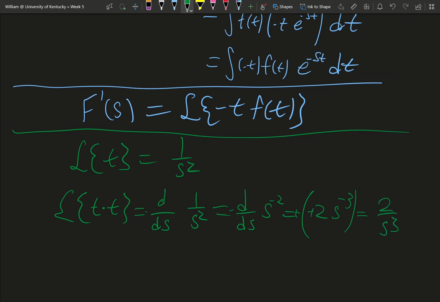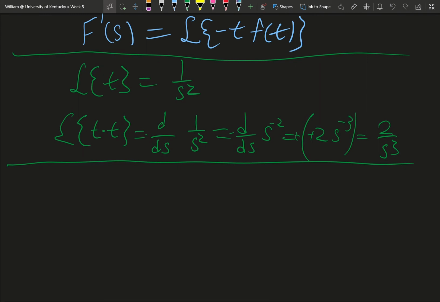So this is another way to see that, but it is also useful for a few other cases. All right, now let's look at trig functions.